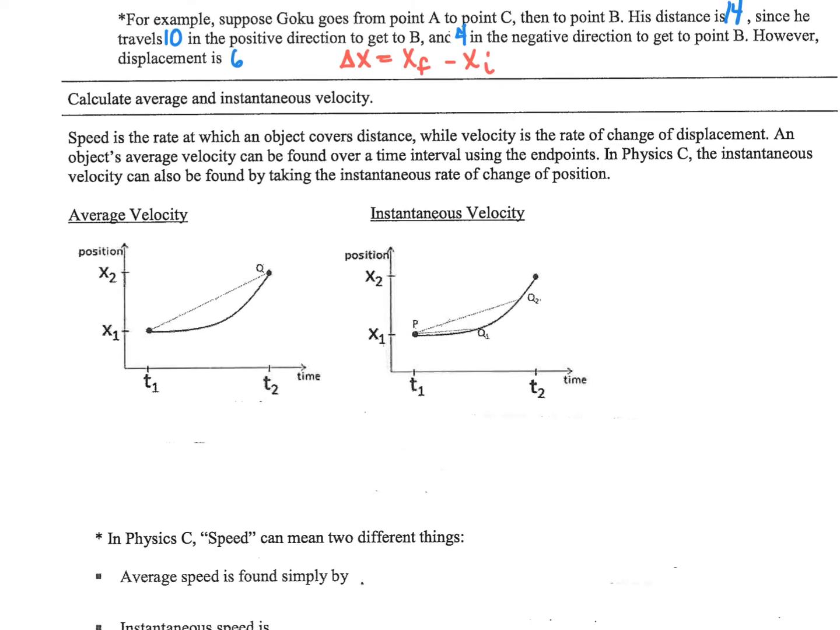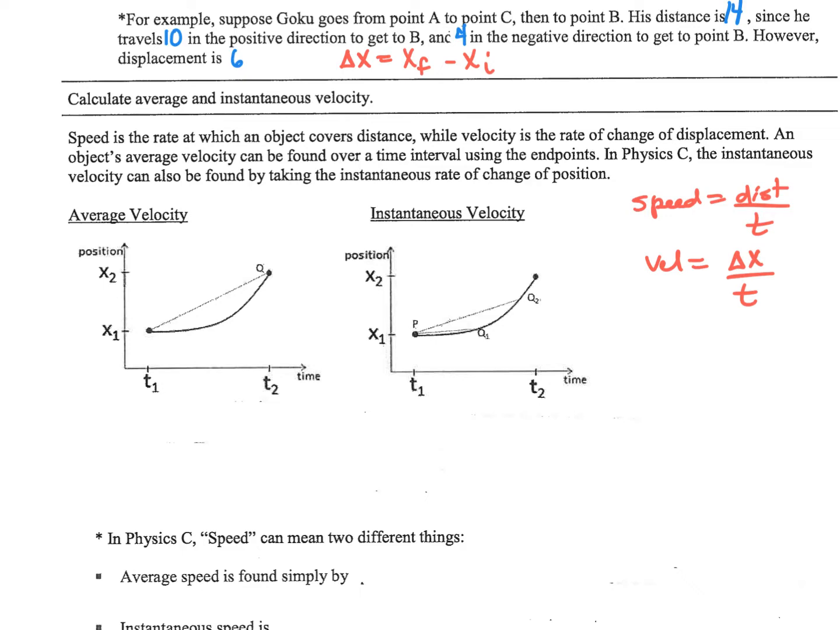Okay, so let's talk about average and instantaneous velocity. We know speed is the rate at which an object covers a distance. So speed is what? Distance over time. But velocity is displacement over time. And those can be very different things. So you've got to be careful.